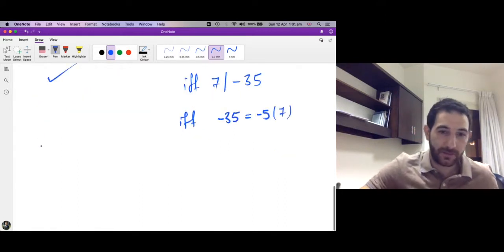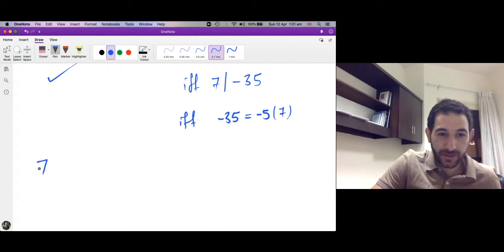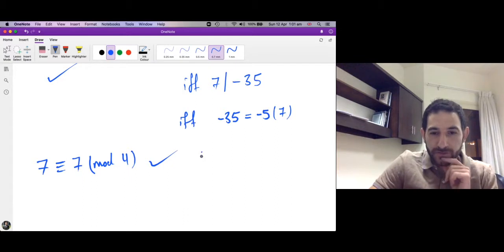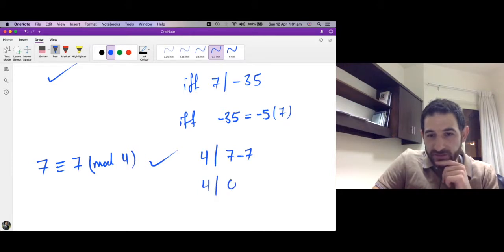Let's take another example. Do you think any number, say 7, is congruent to itself modulo any integer, say 4? This is true. Why? Because 4 divides the difference, 7 minus 7. And what is the difference? 7 minus 7 is 0.